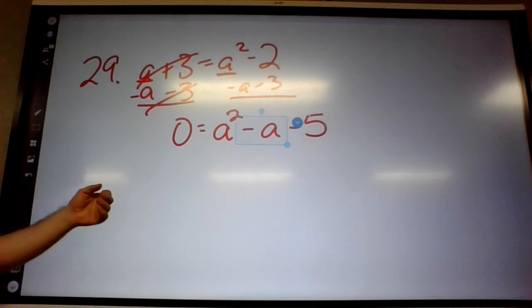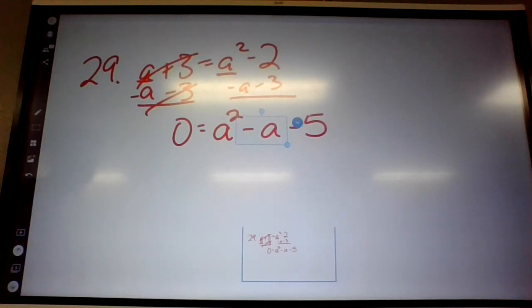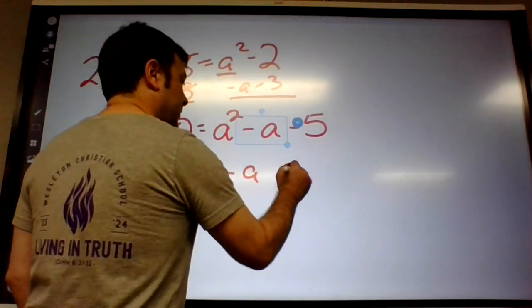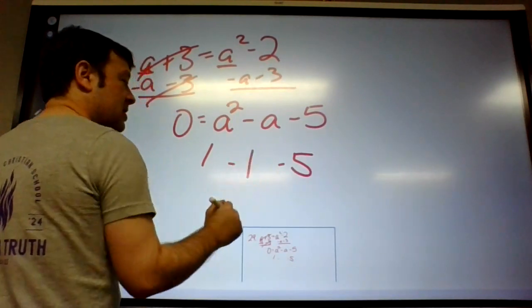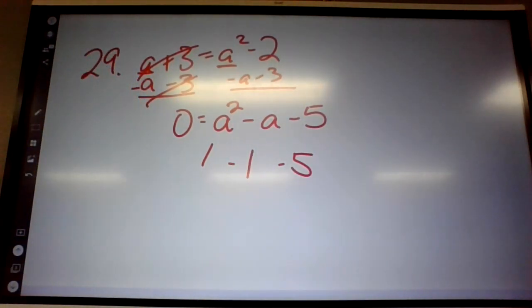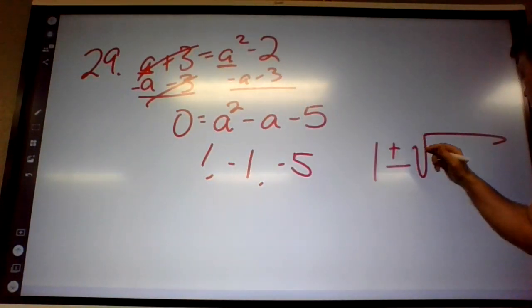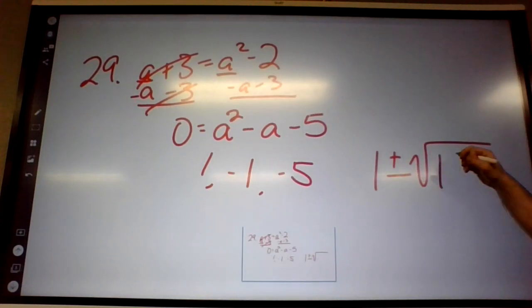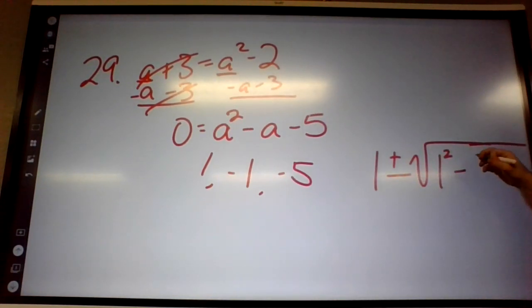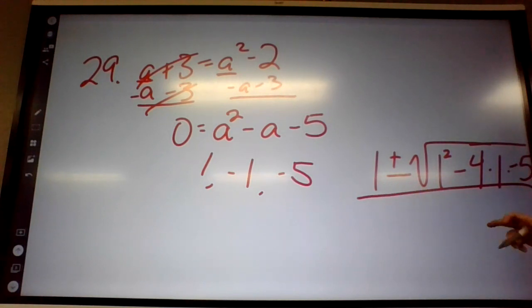Bo, what's the A, B, and C on this one? 1, negative 1, negative 5. Right. So if I plug that in the quadratic formula, what would it be? Be like 1 plus or minus the square root of 1 squared minus 4 times 1. And then see minus or times negative. And then over, no, it's 2 times A, so 2 times 1.